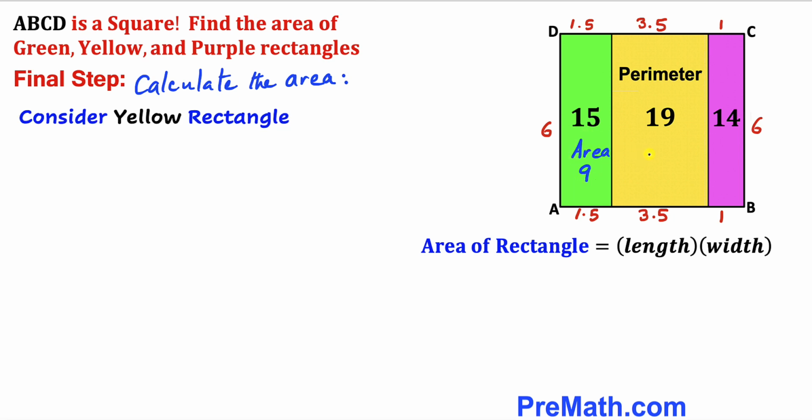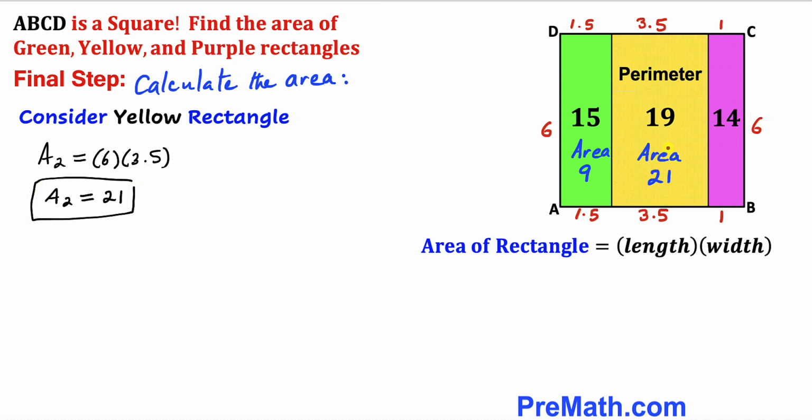Now let's focus on this yellow rectangle. So the area for this one I'm going to call A sub 2, equal to length 6 times width 3.5. If we multiply this, A sub 2 turns out to be 21 square units. The area for this yellow rectangle turns out to be 21 square units.